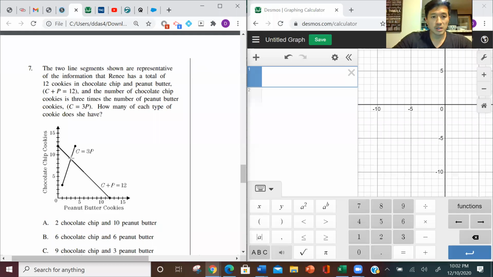So we take this in the middle, and you notice we have here and going down to here. So it looks like we have 9 chocolate chip cookies and 3 peanut butter to add up to what? 12. Okay, and that's all you have to do.